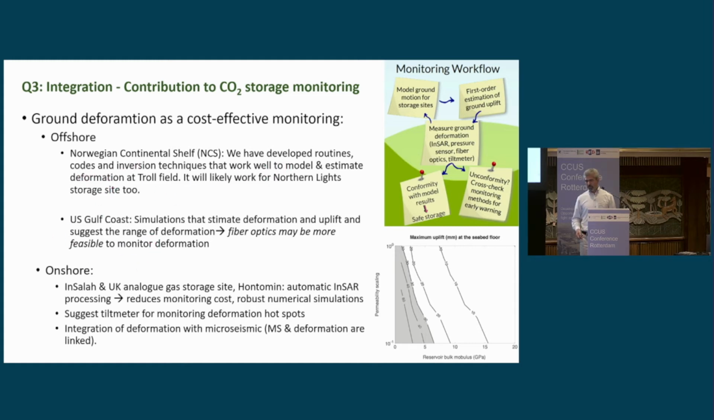For offshore US, this is this one. This is a picture that shows permeability of those reservoirs. And here you see bulk modulus or stiffness. Based on properties that we have from field, we think that injection of about 1 million tons per year will give around 20 to 30 millimeters of uplift at the sea bottom. This is something that we can easily detect with, for example, fiber optics.